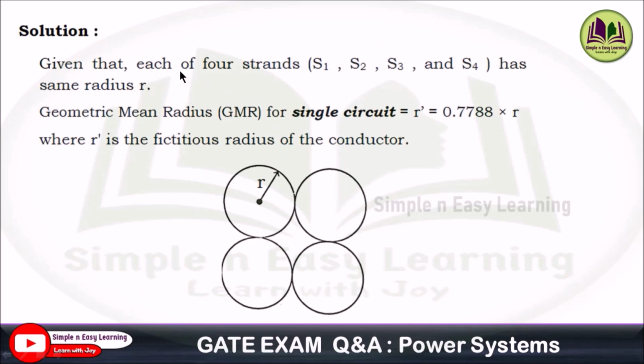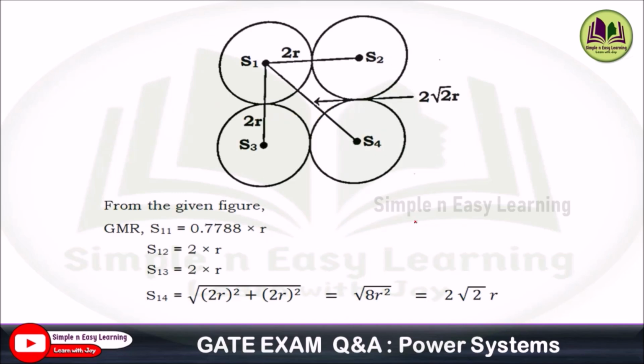Solution. Given that each of the 4 strands, we represent them as S1, S2, S3 and S4, and all the 4 strands have the same radius r. The geometric mean radius GMR for a single circuit, which we also call the self GMD, self geometric mean distance, represented as r dash, is equal to 0.7788 times r, where r is the radius of a conductor and r dash is the fictitious radius of a conductor.